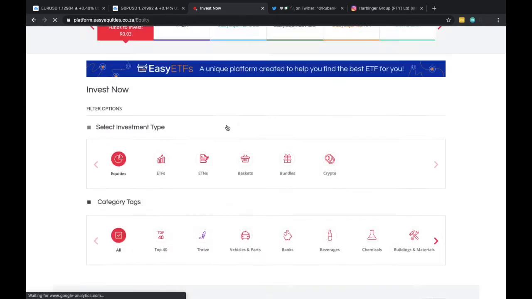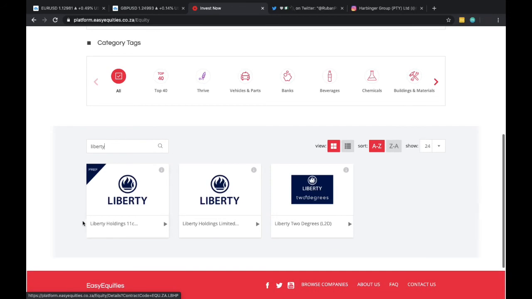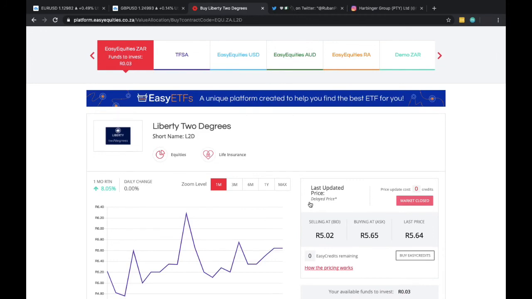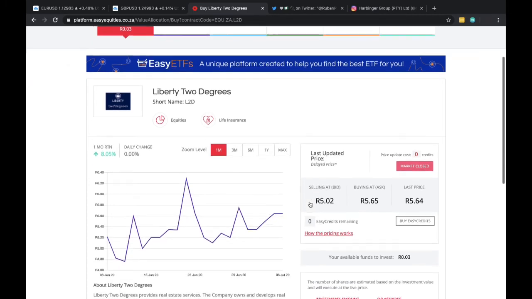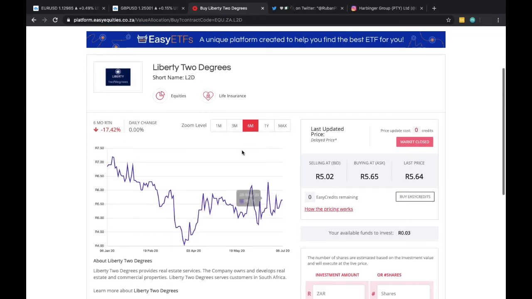My last letter for today would be L. L, I will be looking at Liberty, but not the Liberty as most people would know, the Liberty Holdings. I'm actually going to be looking at the Liberty 2 Degrees. So the Liberty 2 Degrees is actually a type of real estate investment trust. This is a trust that includes your Sandton City complex, the Eastgate complex, as well as Melrose Arch. Again, if you go to the 25th of March, 4 Rand 5 cents is now trading at about 5 Rand 64 cents. You would have made about 25% back in money.